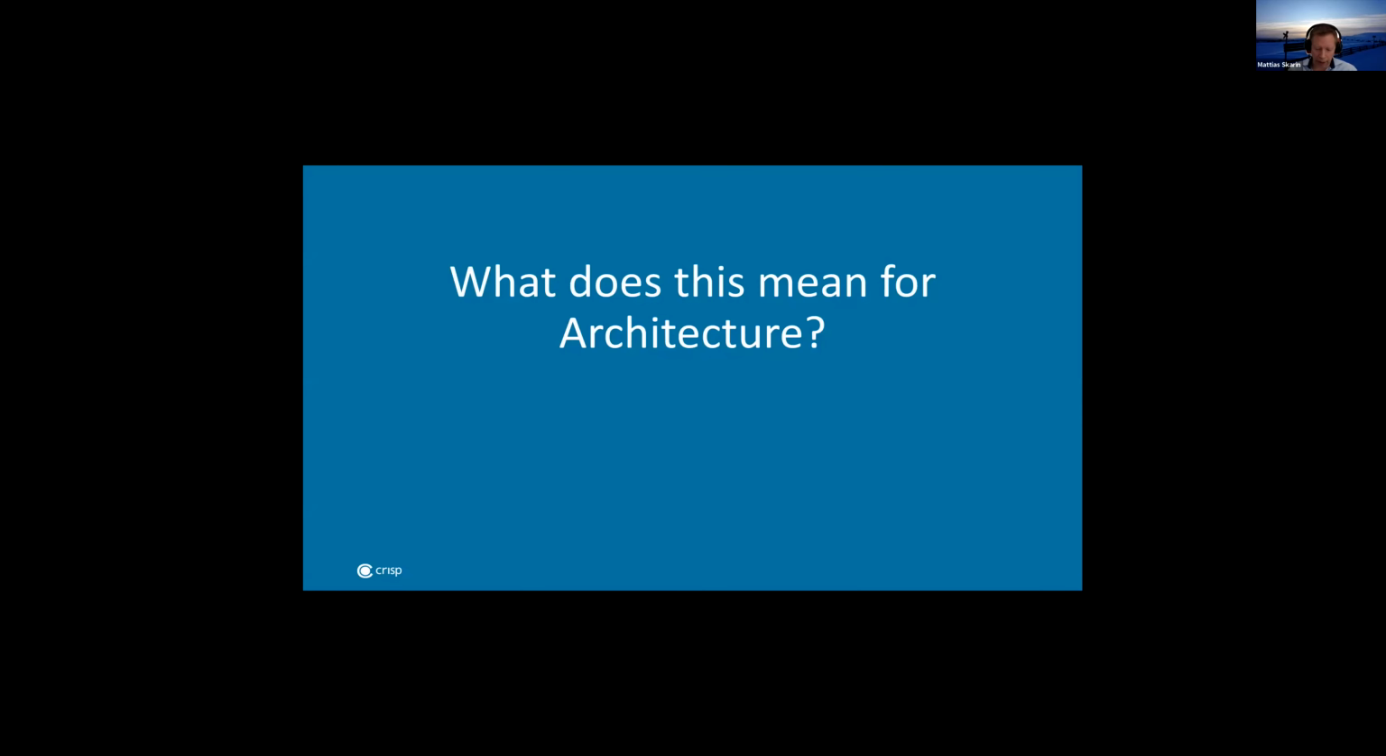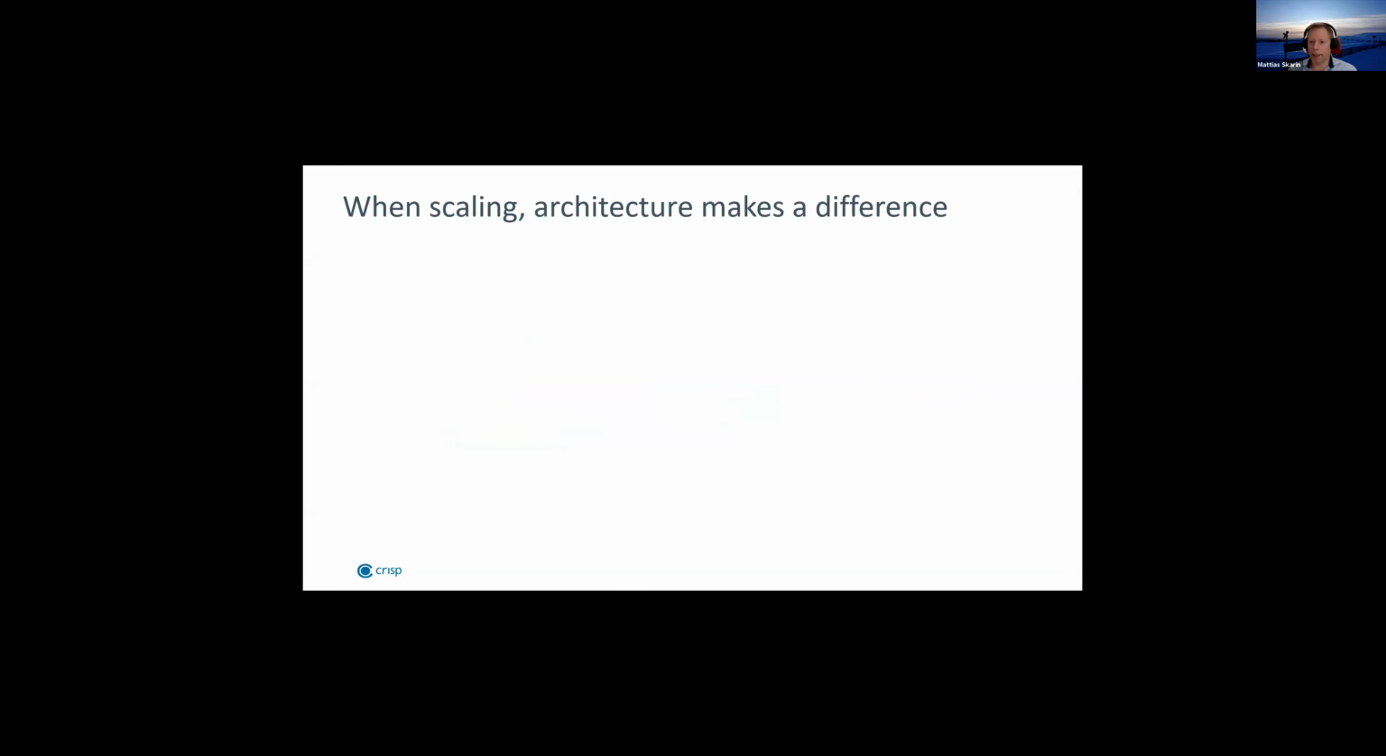So what does this mean then for architecture? The first thing to realize is that this architecture makes a difference when you start to scale. So if you want to do some lab exercises, you have a few people, they want to test run things, I mean, that's fairly simple. But it's when you start to scale this that you actually need to think about how the architecture is created. A few areas that you need to consider.